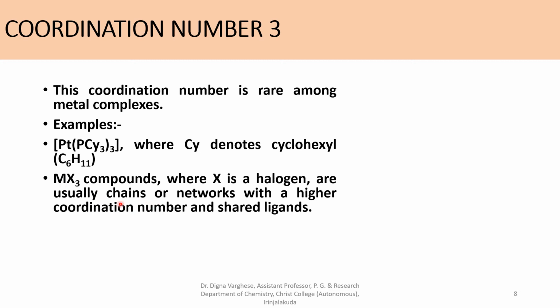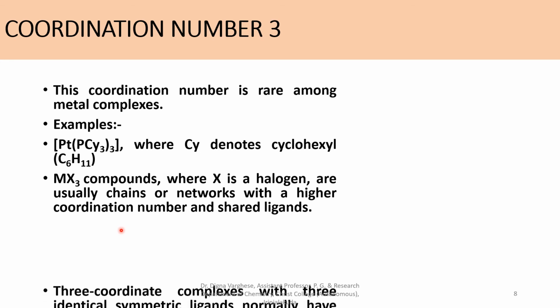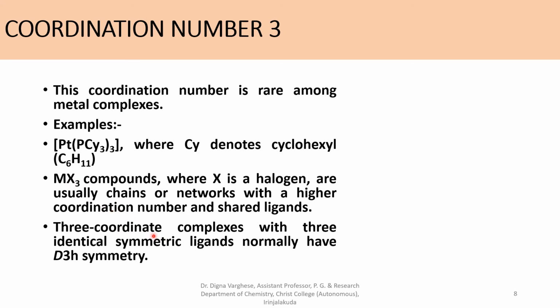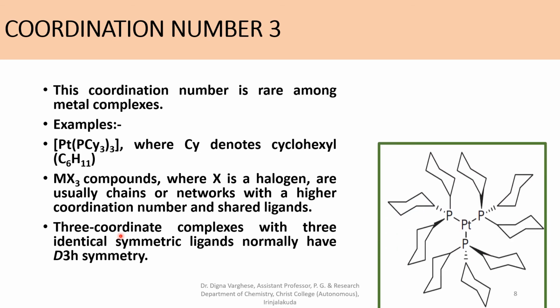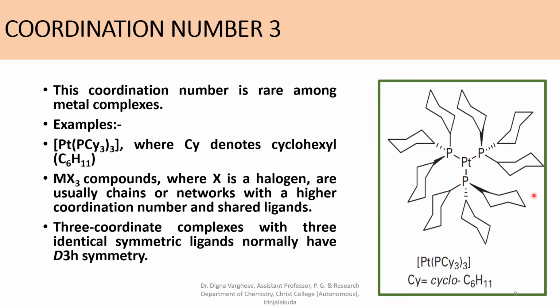MX3 compounds where X is a halogen are usually chains or networks with a higher coordination number and shared ligands. Three-coordinate complexes with three identical symmetric ligands normally have D3h symmetry. Here you can see the platinum, PCy3. Cy is the cyclohexyl ring, which is attached to the phosphorus. Phosphorus is attached to the central metal atom. So its coordination number is 3.